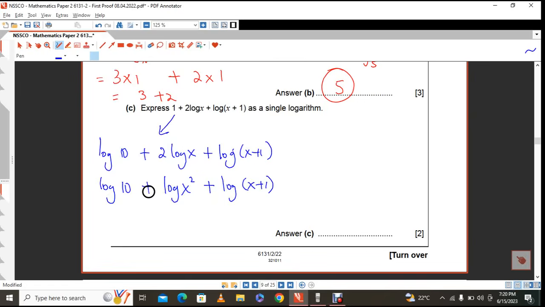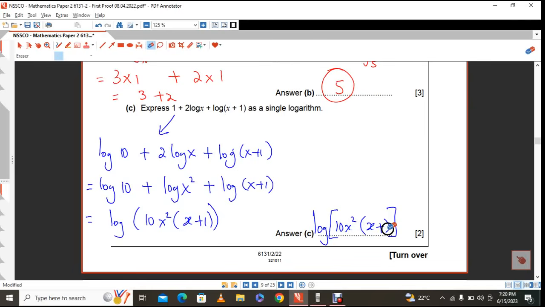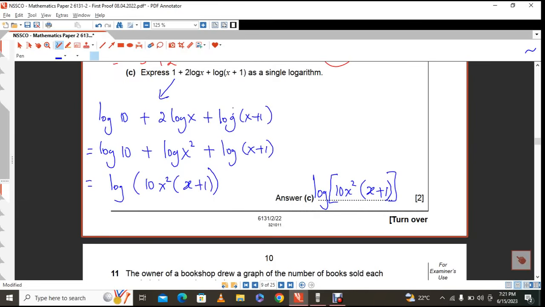So here's the thing. Now, when you are adding logs of the same bases, you multiply the numbers. So this becomes then log, in brackets I have 10 times x squared times x plus 1. Of course, that is all you can do. There is no need for you to multiply out. So that's 10x squared, and inside you have x plus 1, and that is the final answer. So let's make sure that our things are written neatly, x plus 1, and then we close that bracket. Of course, a lot of mistakes, just be very careful, revisit log laws.